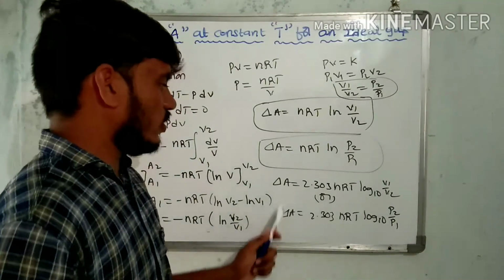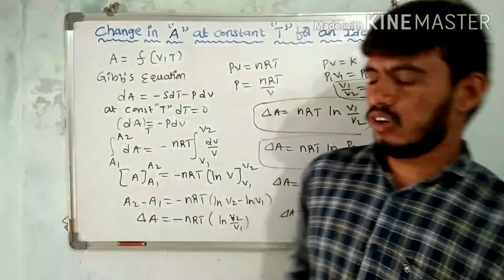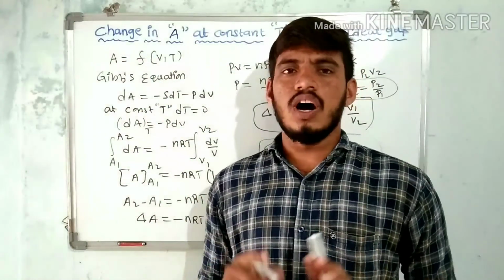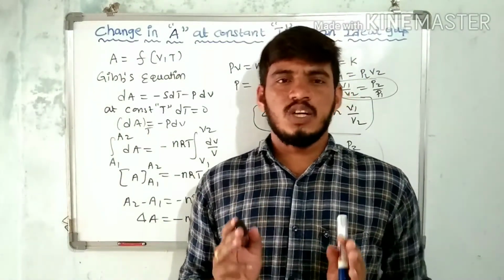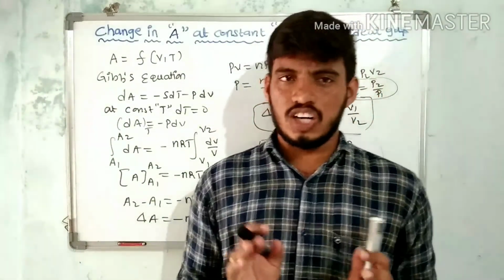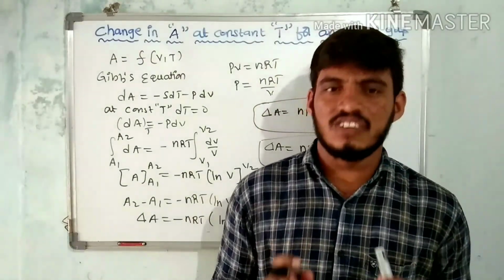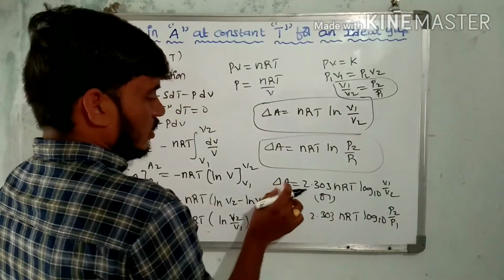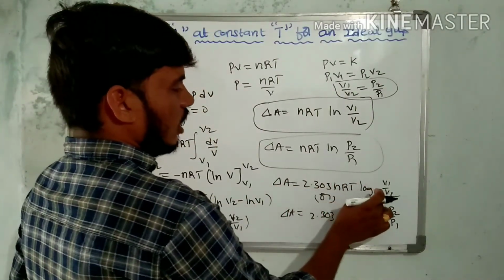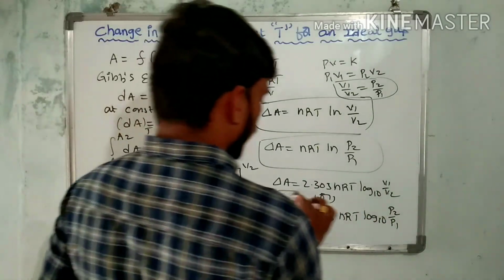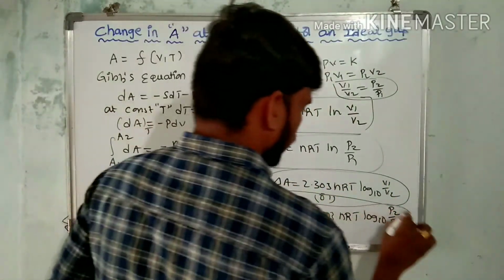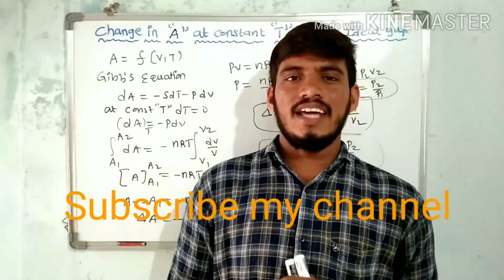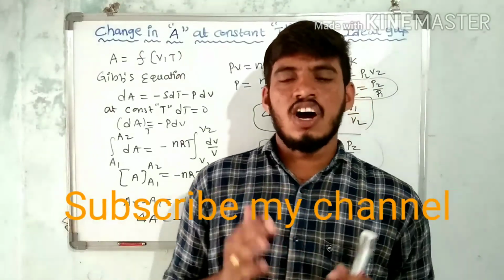Before going on, in these two expressions, the change in Gibbs free energy and the change in work function at constant temperature for an ideal gas are equal. It is equal to 2.303 nRT log base 10 V1 by V2 in terms of volume, and in terms of pressure, P2 by P1. This is the concept of the change in Gibbs energy and change in work function of an ideal gas at constant temperature.